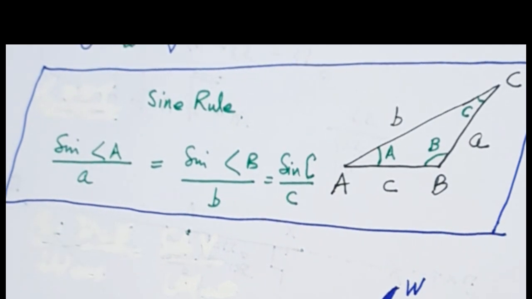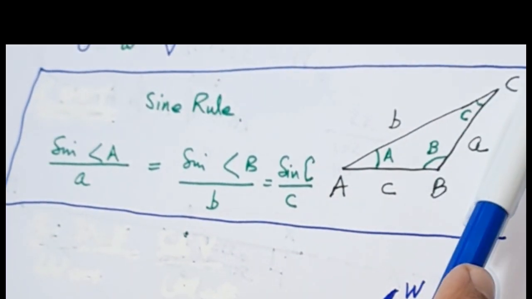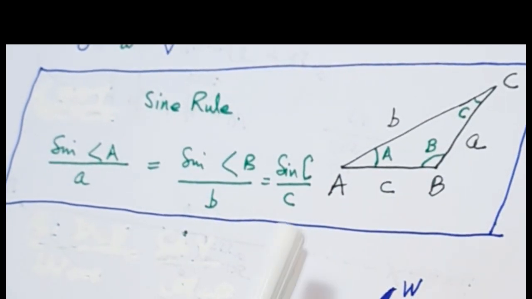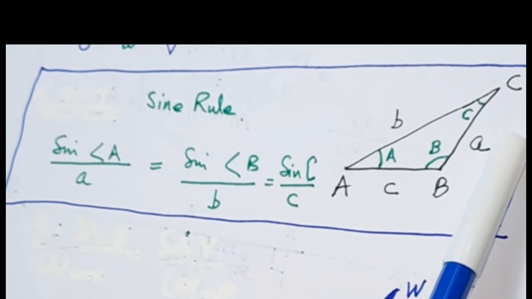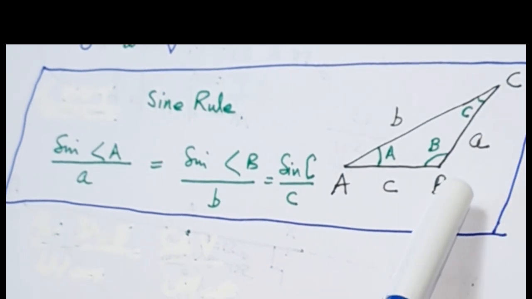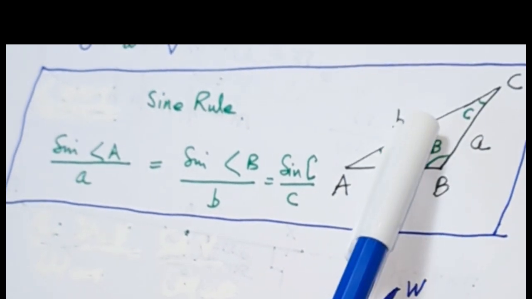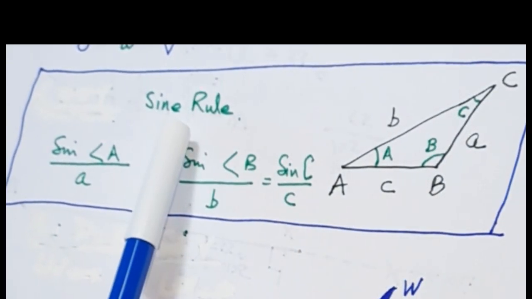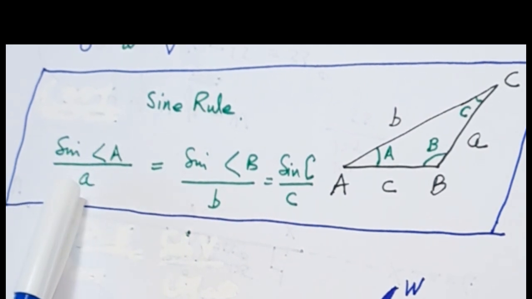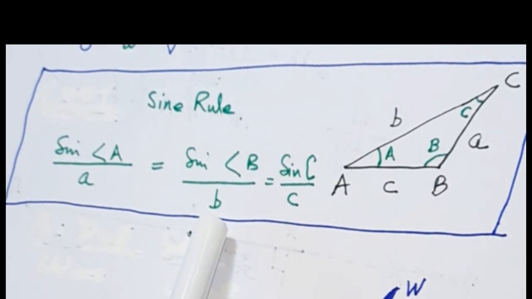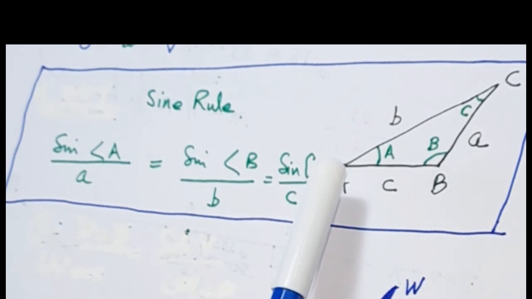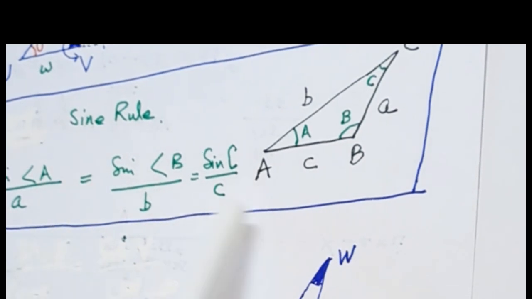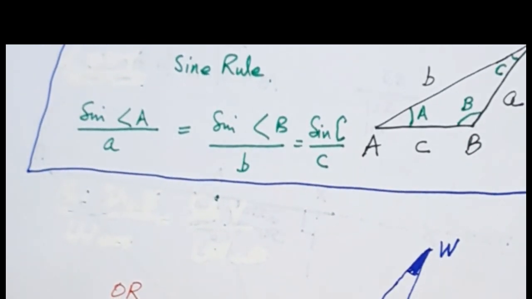Let us say that there is a triangle ABC, then this will be angle A, this will be angle B, and this will be angle C. Opposite to capital A angle will be side small a, opposite to capital B angle will be side b, and opposite to capital C angle will be side c. So the sine rule says sine of angle A divided by side a is equal to sine of angle B divided by side b is equal to sine C divided by side c. And this way we can calculate the unknown angle in this question.